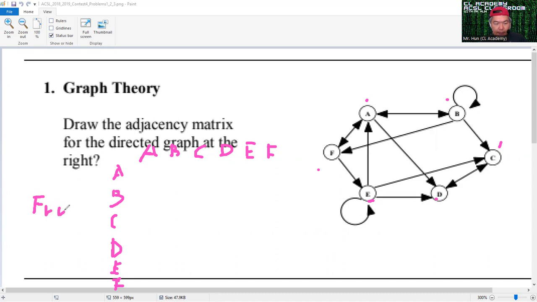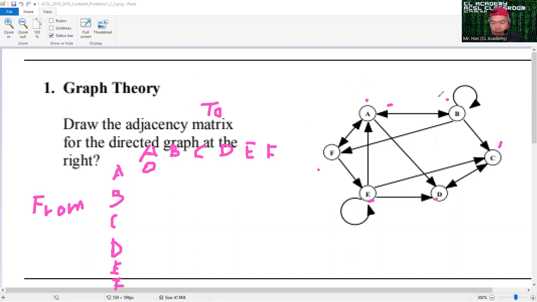On the left side, this is the from, and on the top, that is the to. So can I go from one of the vertices on the left side to one of the vertices that's listed on top? Okay, so can I go from A to A? No. So that's a 0.